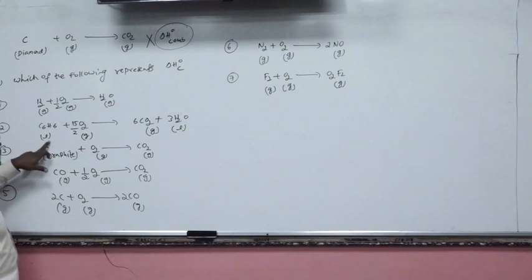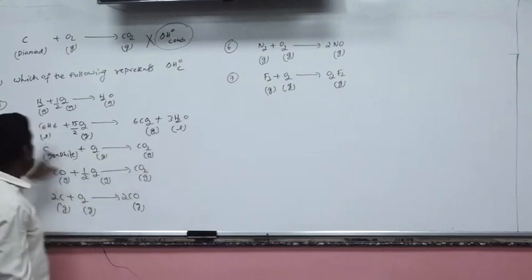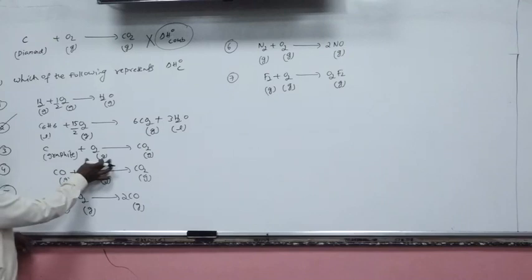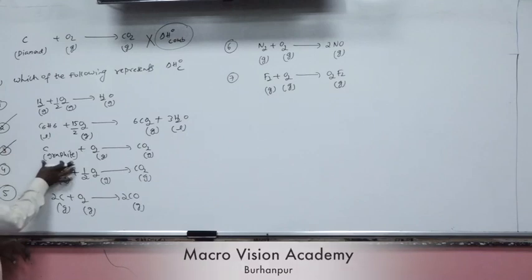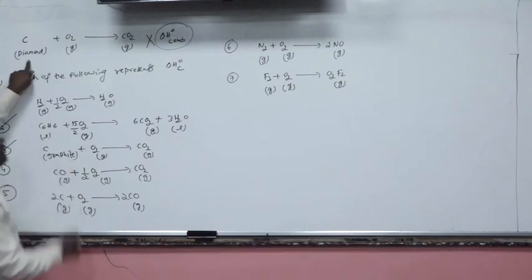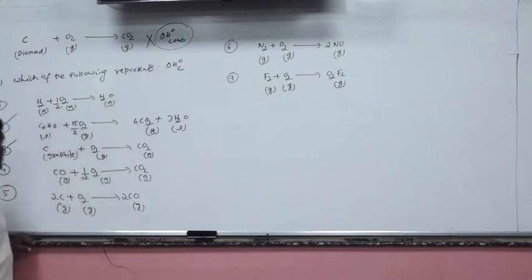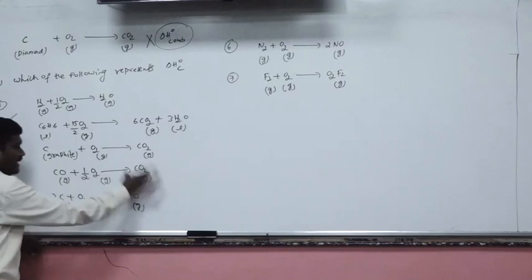Second one, benzene in liquid state and oxygen in gaseous state. Benzene undergoes oxidation to give CO2 and H2O. CO2 is gaseous, water is liquid. This corresponds to standard enthalpy of combustion. Now, graphite undergoes combustion with oxygen to give carbon dioxide. This is standard enthalpy of combustion. Remember, if diamond is given, it does not correspond to standard enthalpy of combustion. Now, CO plus O2 gives CO2. It also corresponds, because carbon monoxide is unstable, it further gets oxidized to give carbon dioxide.